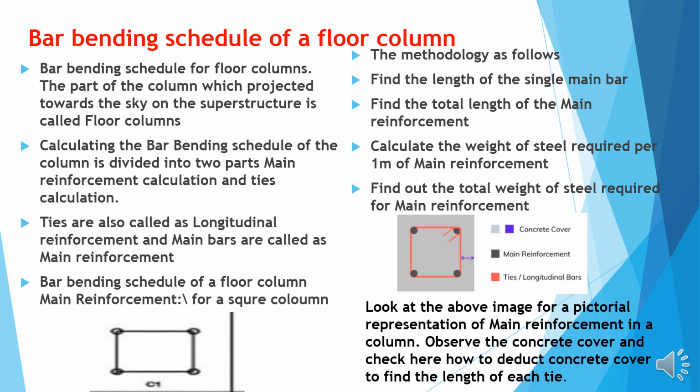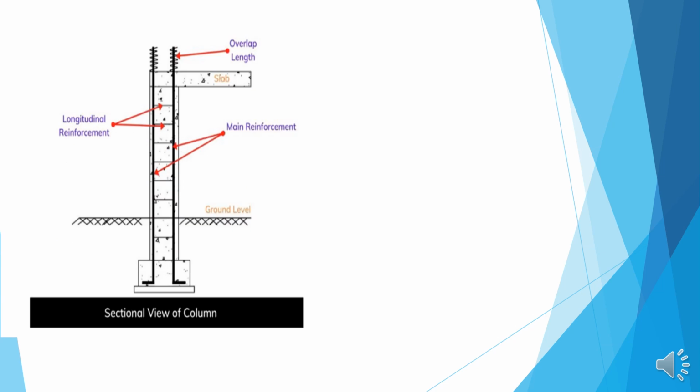Look at the above image for a pictorial representation of the main reinforcement in a column. Observe the concrete cover. This is the area which I call the concrete cover. Check here how to deduct the concrete cover to find out the length of the bar. This is the main bar, which is shown in black color. This is the stirrups, or longitudinal bars, which is shown in red color.